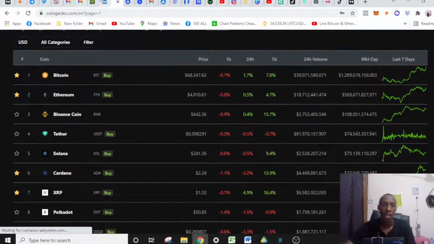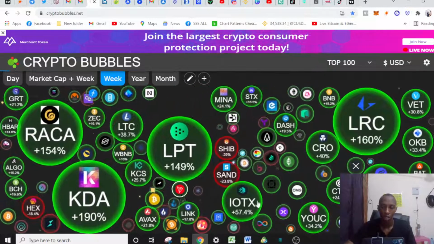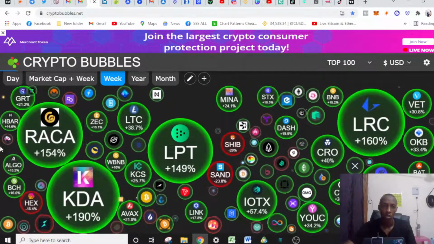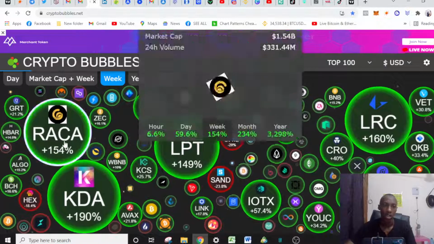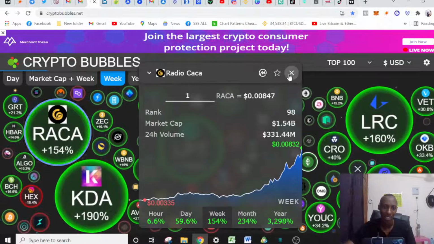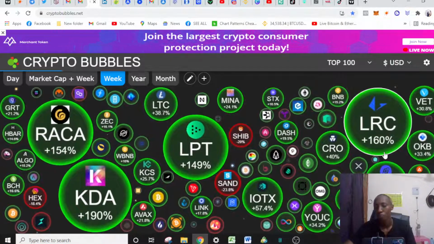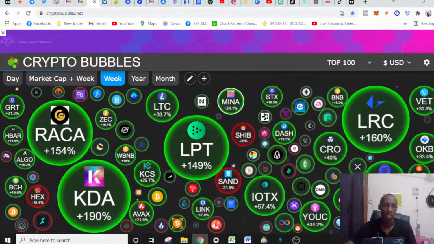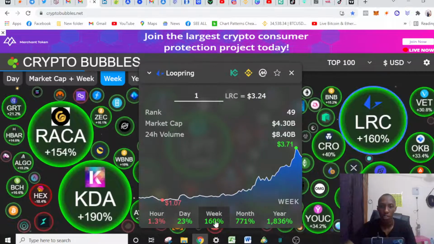That's why you need this app called Crypto Bubbles. It's a very nice app. You get to see what coins are pumping in that single day. You can see Raka, the first 1 week has pumped 154%. That means if you had $100, you'd have made $150 in 1 week. Okay, LRC 160%, the same.